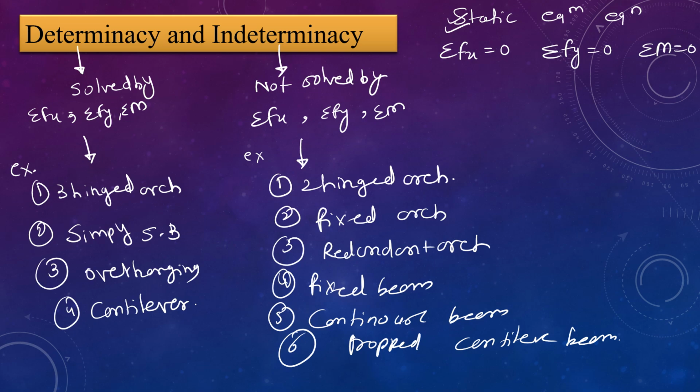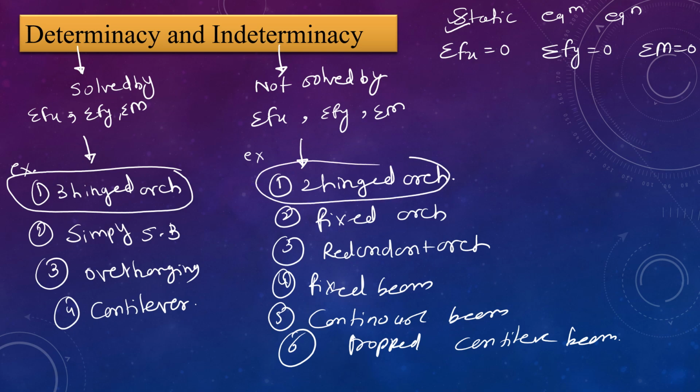Okay, and in the exam they ask about the 3 hinge arch and 2 hinge arch, because students are confused about which is determinate and which is indeterminate. So that's why these two are important. Mark it as important. Two hinge arch is under indeterminacy and 3 hinge arch is under determinacy. Okay, the next point.